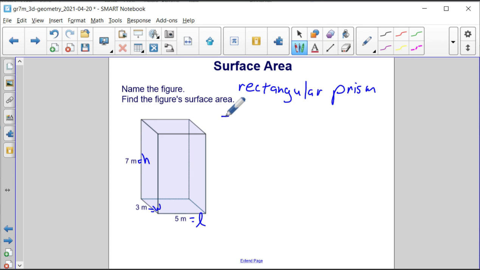So for the top and bottom, we would have 2 of them, and their areas are 5 times 3. And if we multiply these values together, we will get 10 times 3, which is 30. So 30 square meters is the combined area of the top and the bottom.